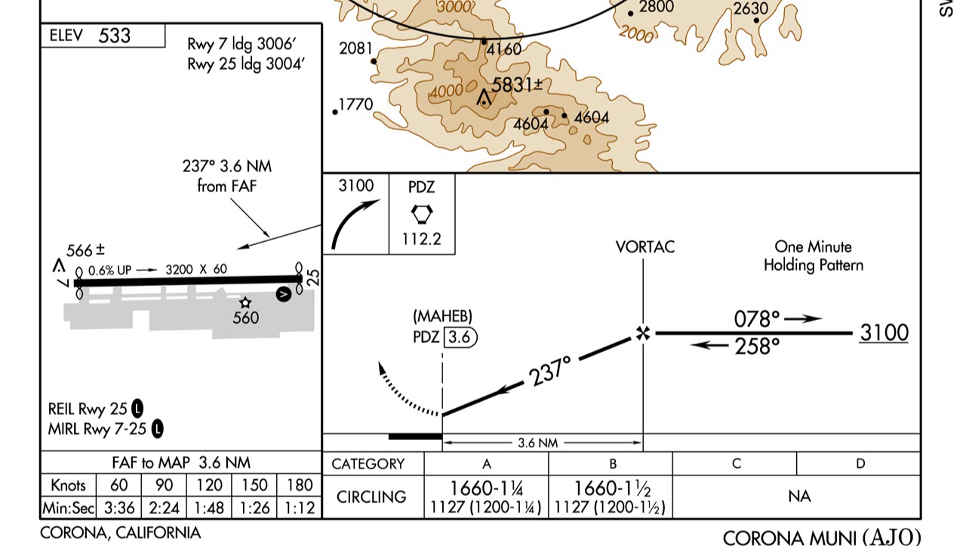Another last thing about this approach is let's go to the times from our final approach fix to our missed approach point. We have 2 minutes and 24 seconds before we have to do a missed approach. So that means after overflying our final approach fix, in this case the VOR or the VORTAC, and establishing ourselves on the heading of 237, we have 2 minutes and 24 seconds before we have to do a missed approach. And I think I've done this a few times, so you guys know what I'm talking about.